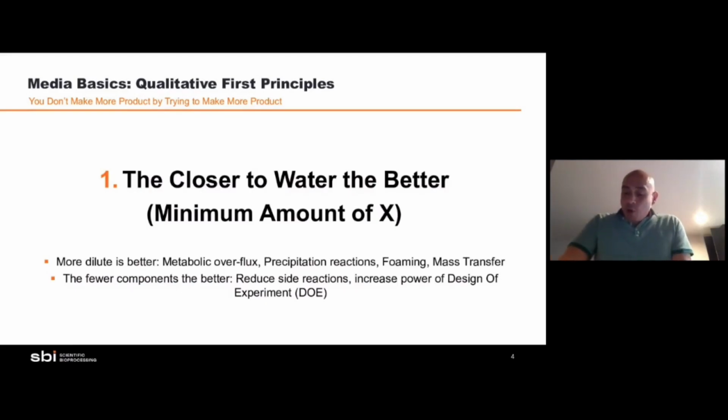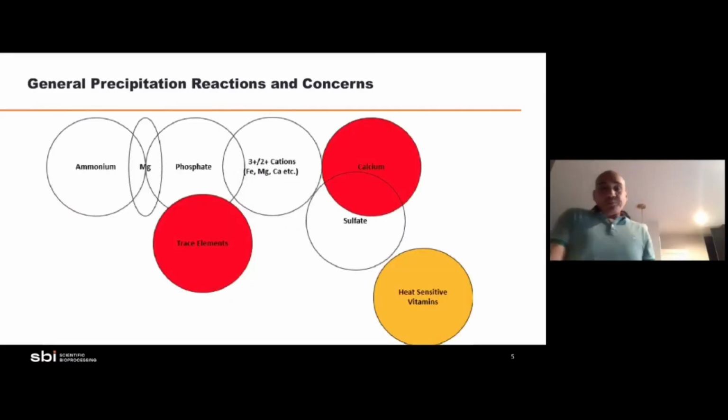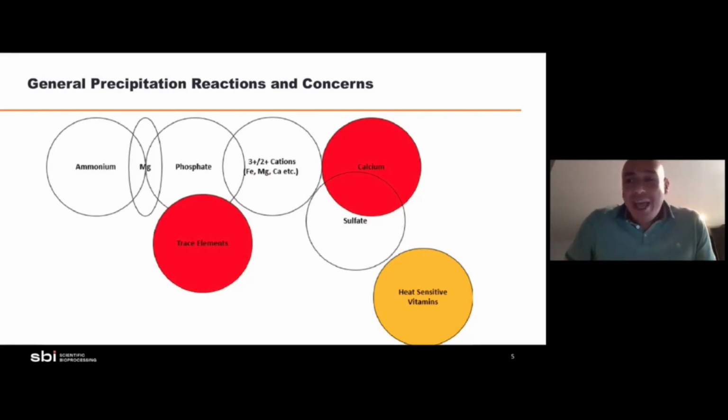So metabolic overflux, precipitation reactions, and foaming issues that occur in the lab generally do not go away when you scale. They get worse. So here's a slide showing some media stability issues that you may run into. So it's sort of a Venn diagram where you see overlap. There is an interaction that would be a precipitation reaction that would damage your media as you're preparing it through sterilization and or as it mixes in the reactor.